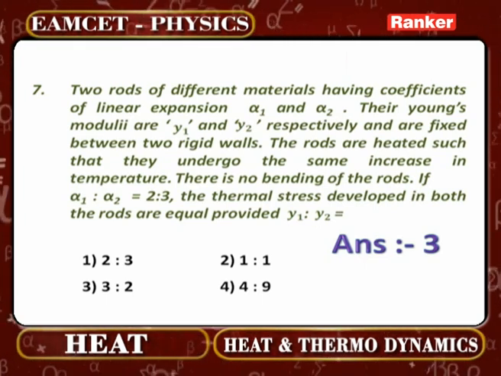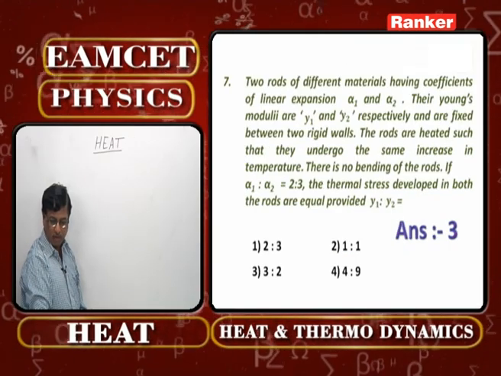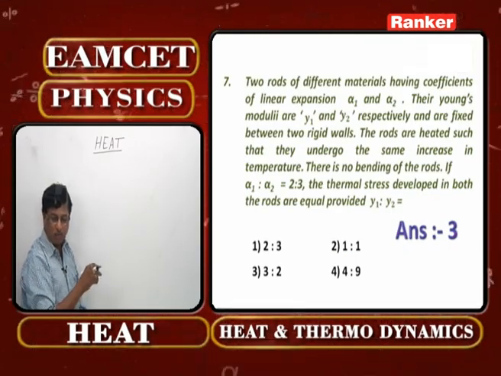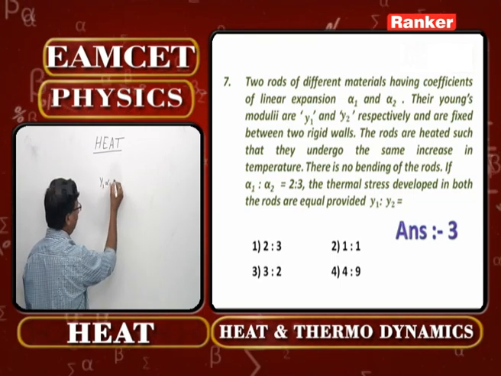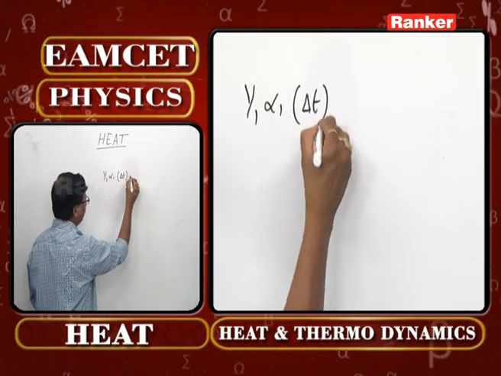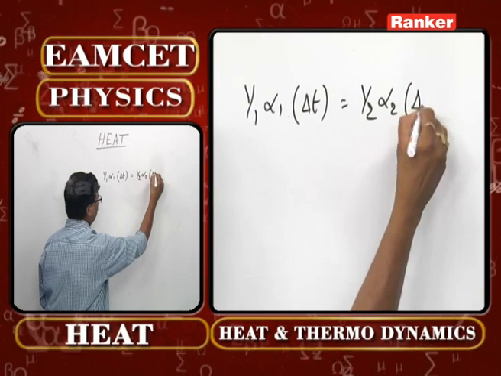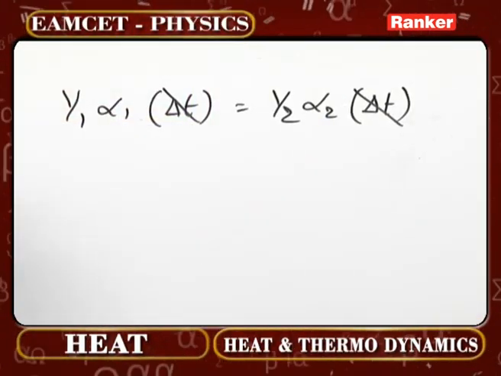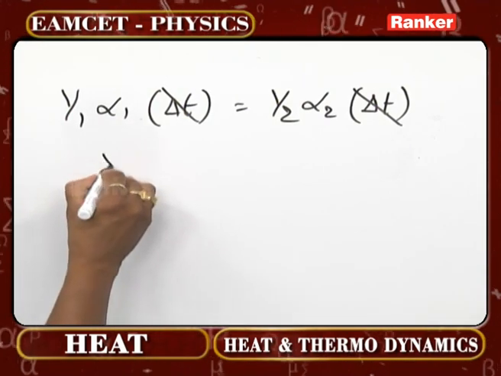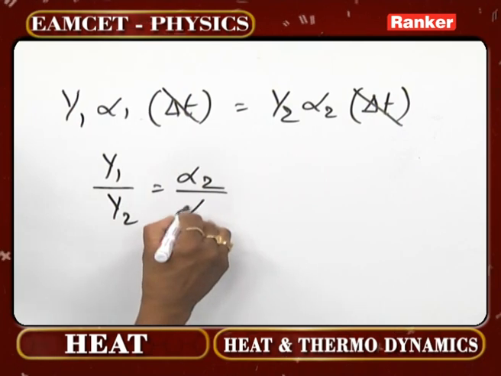Underline that wording carefully. If alpha 1 is to alpha 2 is 2 is to 3, thermal stress developed in both the rods should be the same. That means Y1 alpha 1 delta T must be equal to Y2 alpha 2 delta T. Since delta T value is the same for both the metals, as he has given for both the rods, then Y1 by Y2 can be written as alpha 2 by alpha 1.